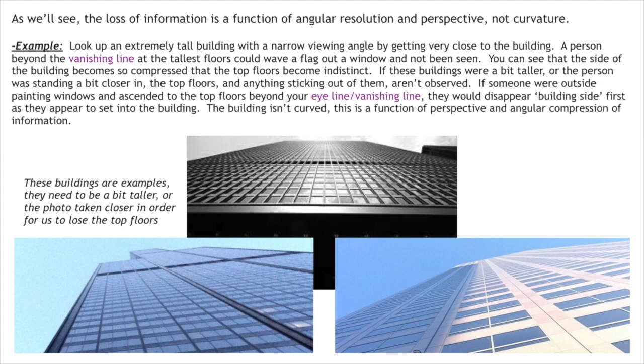If these buildings were a little bit taller or the person was standing a little bit closer in, the top floors and anything sticking out of them aren't observed. So if someone were outside washing windows and they ascended to the top floors beyond your vanishing line, they would disappear building side first as they appear to set into the building. But again, the building isn't curved. This is just a function of perspective and the angular compression of information.